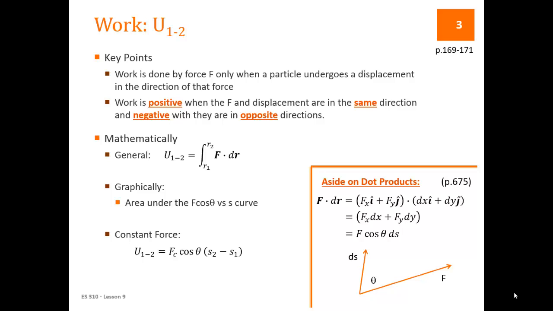This textbook and many other engineering textbooks use the letter U for work, probably to avoid confusion with W, which is often called weight. In some physics textbooks, you'll see other letters for these quantities, so just be aware that they have the same definition, they're used in the same way, but they may have a different name. So U 1 to 2 is the work done from position 1 to position 2.